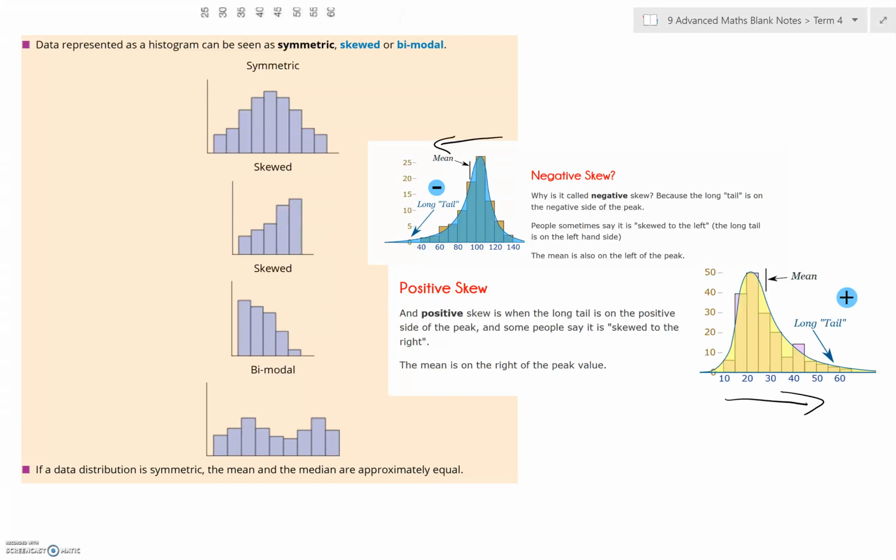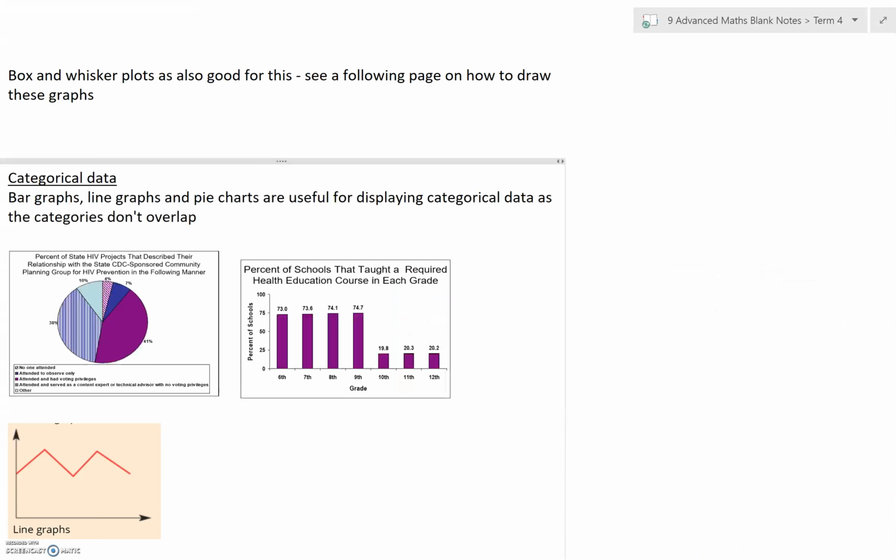Okay, just continuing on, box and whisker plots are also good, and they'll be covered a little bit later on, how to draw those. You could also show quantitative data well that way, but let's have a quick talk about categorical data and good ways to describe or show distributions of categorical data. Some of these graphs are good for that.